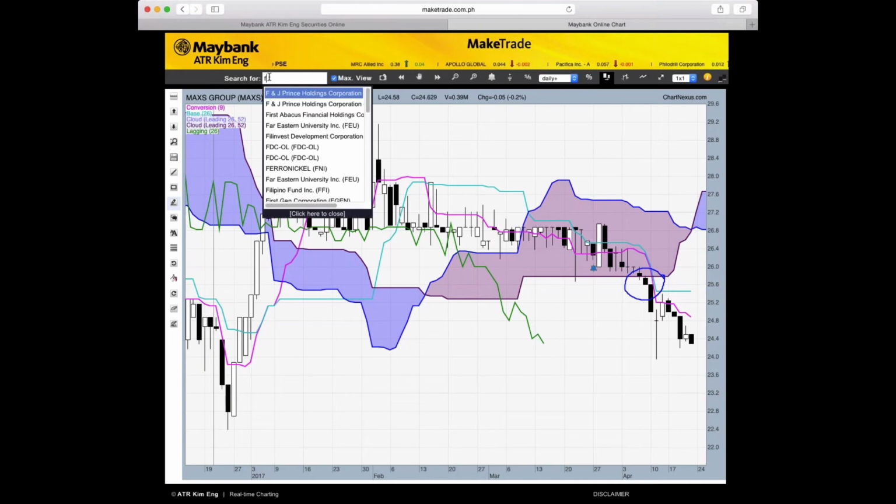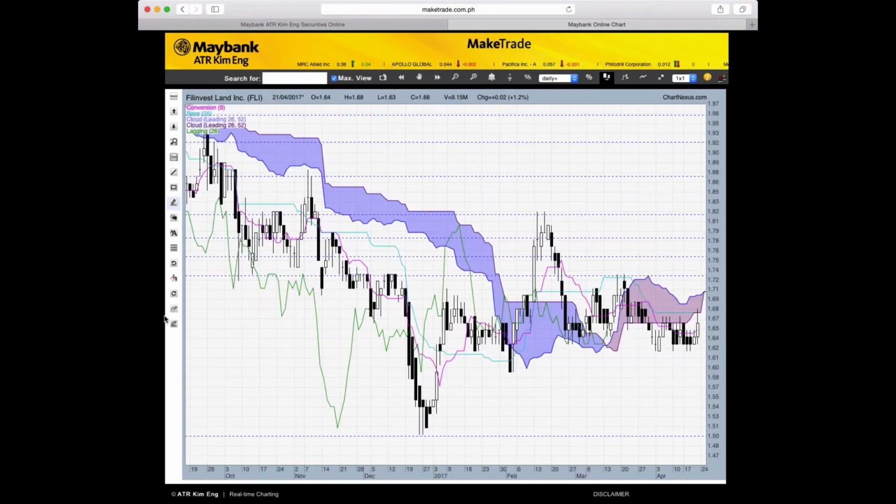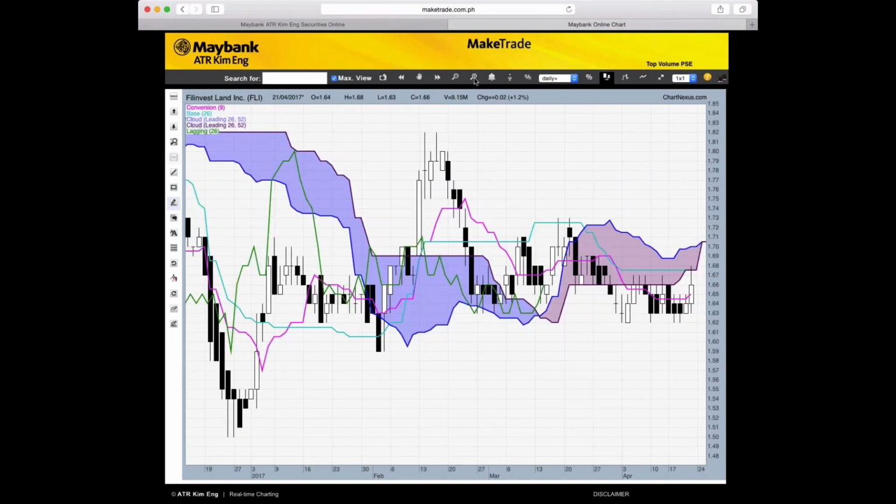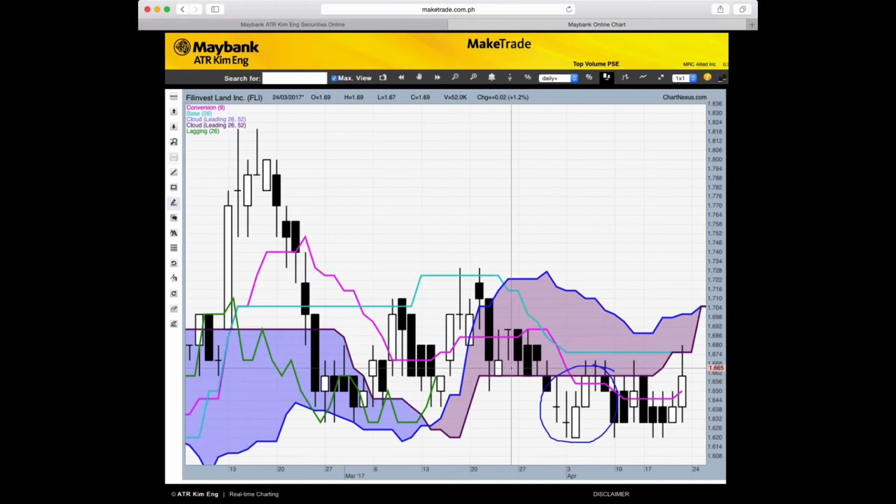Filinvest Land also broke below right here. So do not trade securities which are below the Kumo because they are currently bearish.